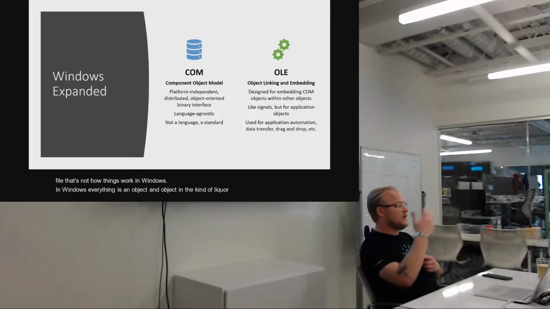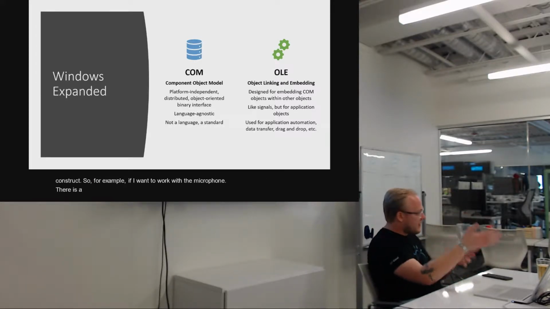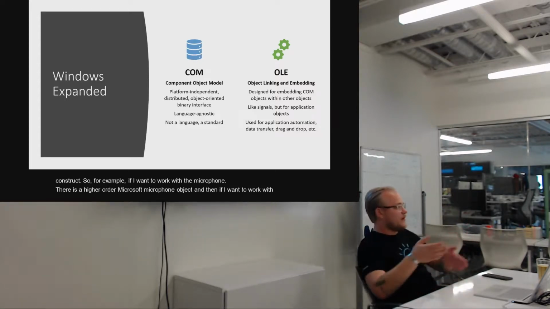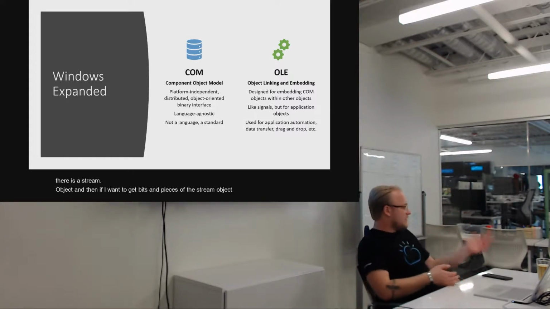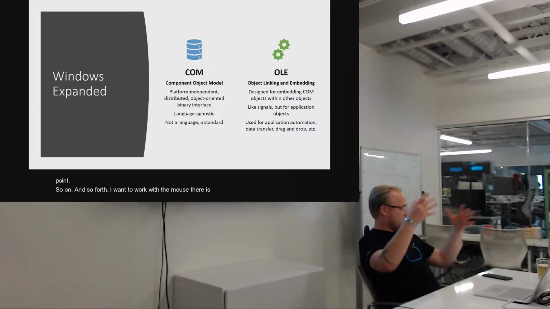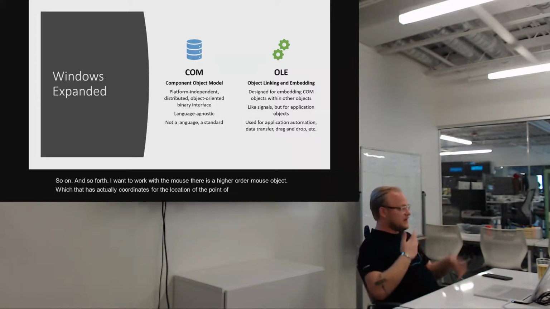So for example, if I wanted to work with the microphone, there is a higher order microphone object, and then if I wanted to work with the stream, there is a stream object, and then if I wanted to get bits and pieces of that stream object, I would say get at this point, so on and so forth. If I wanted to work with the mouse, there is a higher order mouse object, which then has XYZ coordinates for the location of the pointer of the mouse, and so on and so forth.